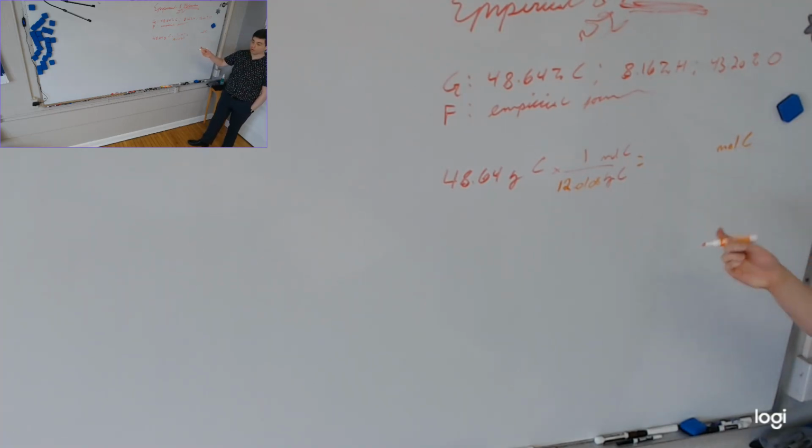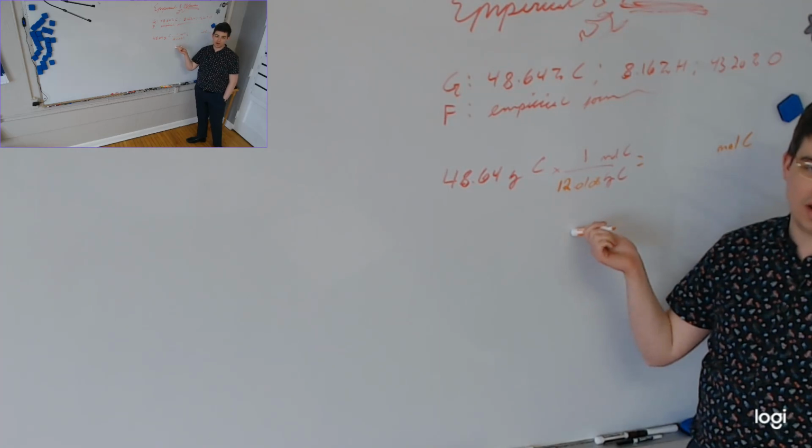What is this? It's going to be about 4, you're right, because about 48 divided by about 12 is going to be about 4. What is it, though?